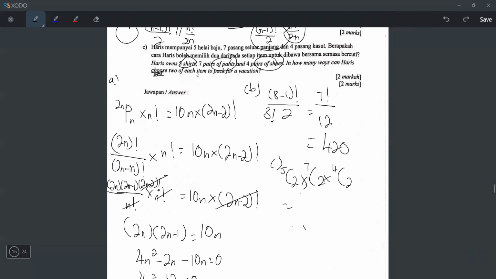Because he didn't just choose shirts only, or pants only, or shoes only. They have to choose all. It means choose this one and this one and this one. That's why it's times. So 5C2 times 7C2 times 4C2, 1260. Okay, hope you get the same. That's the answer. So let's continue with the next question.